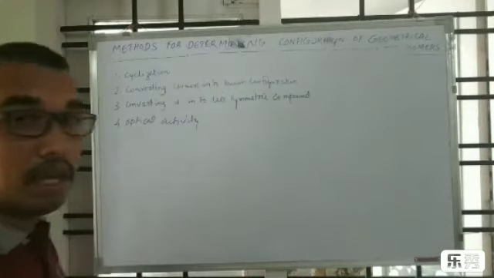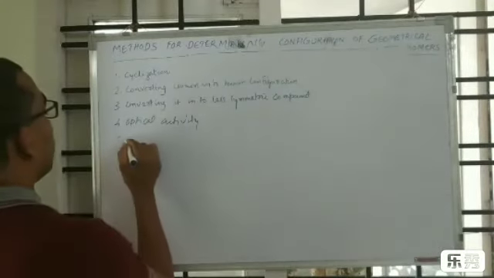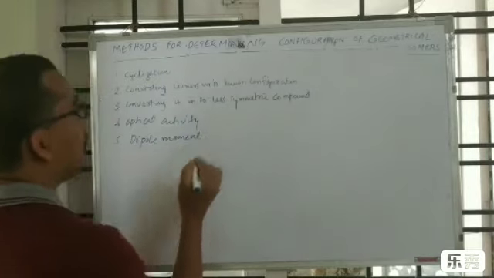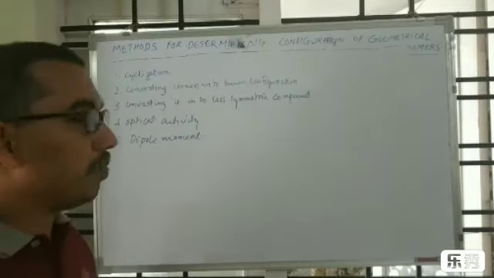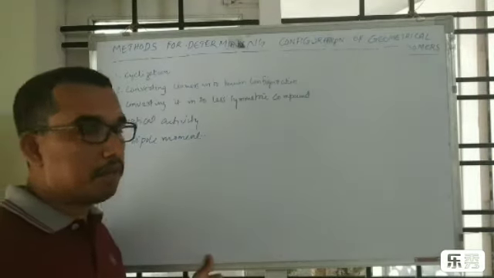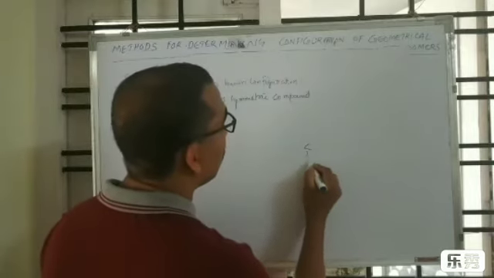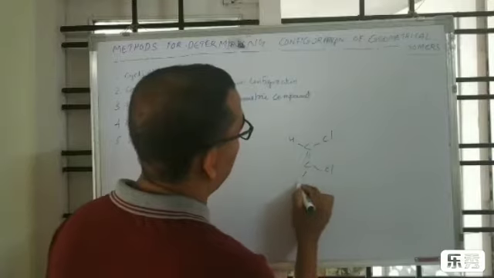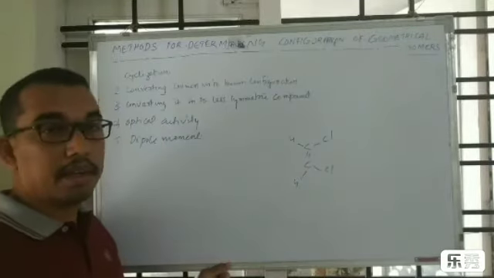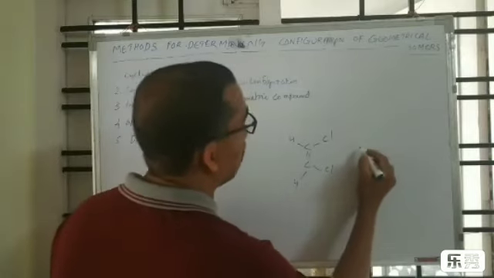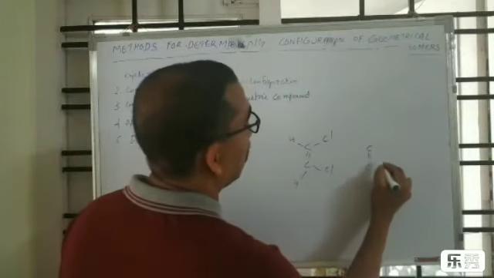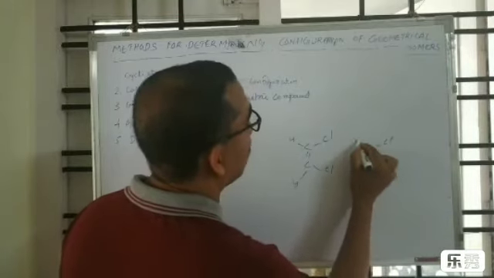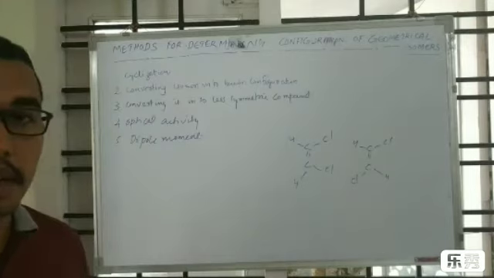Then the fifth one is dipole moment. By determining the dipole moment of the compound, we can determine the configuration of some geometrical isomers. For example, dichloroethylene: cis dichloroethylene and trans dichloroethylene.